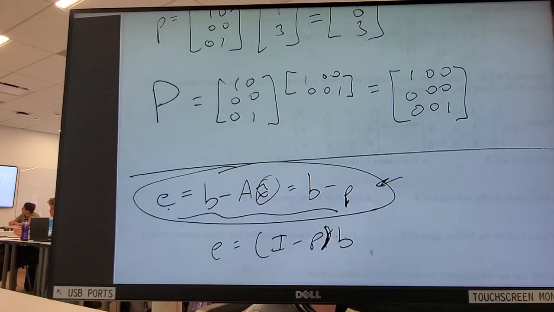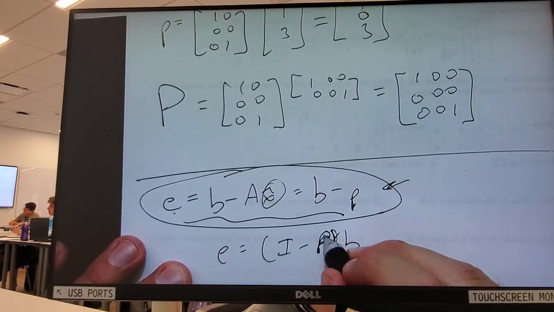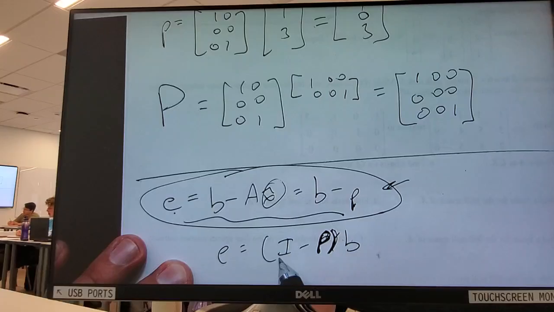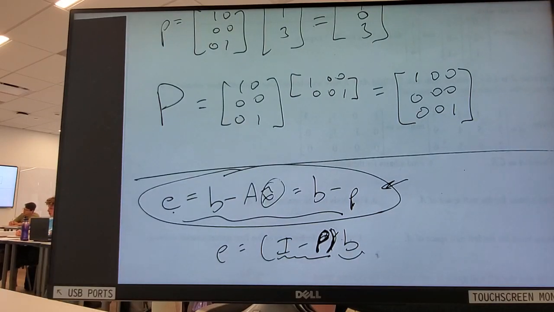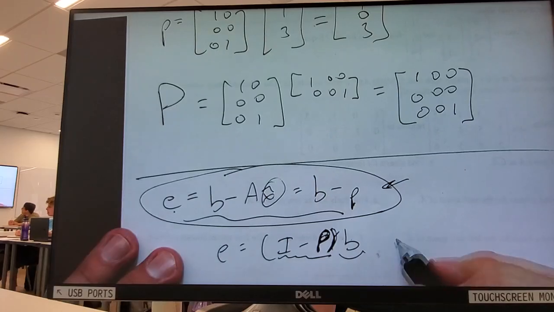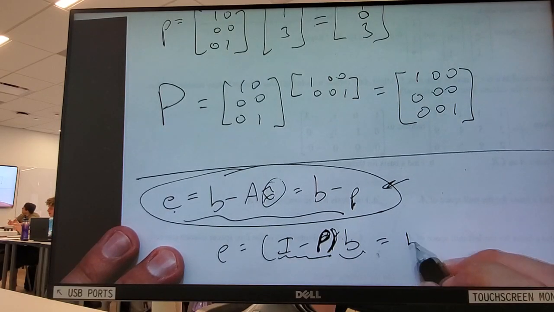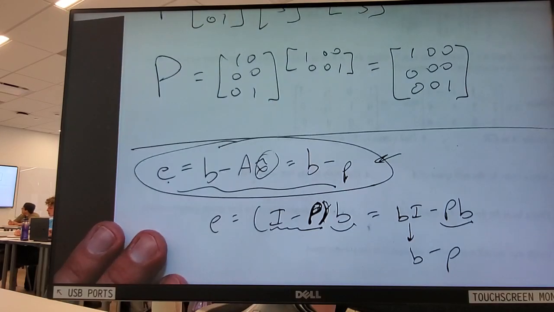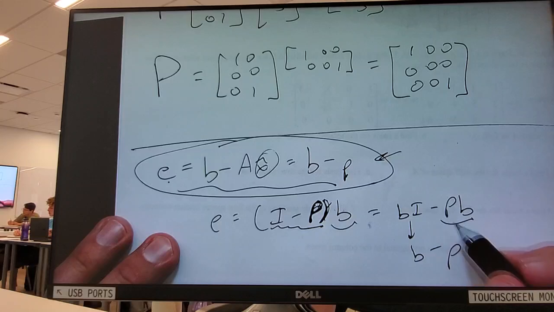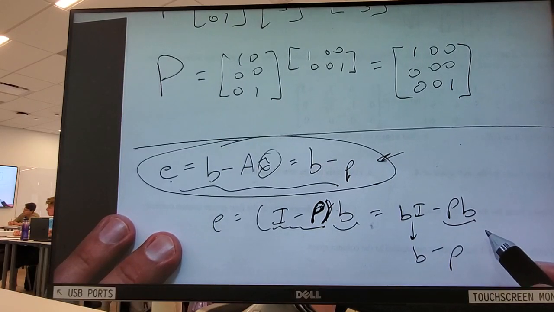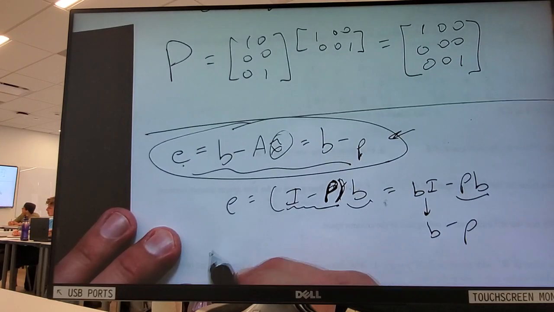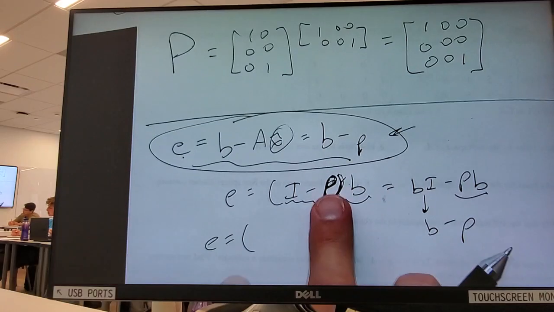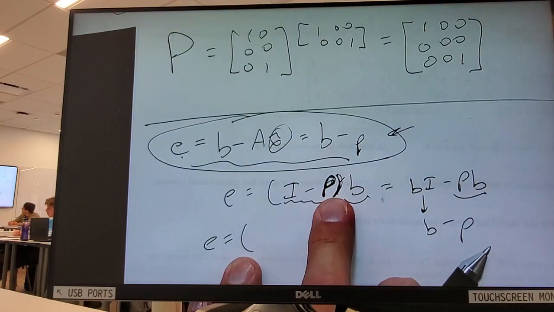Is that big P or little P? Yeah, I'm sorry, big P. And in that way, you've got the difference of 2 matrices, and then you can apply that to B. So that is, real quick, isn't that BI minus PB? Isn't this B? And what's PB? Little p. Okay, good. So the error here is going to be I minus P.